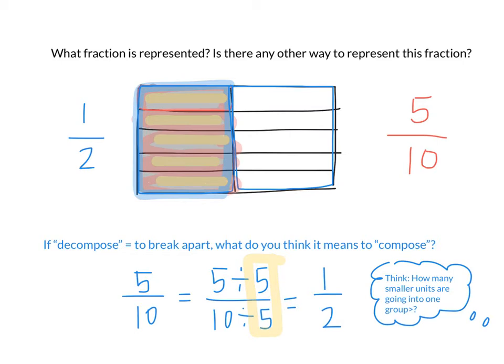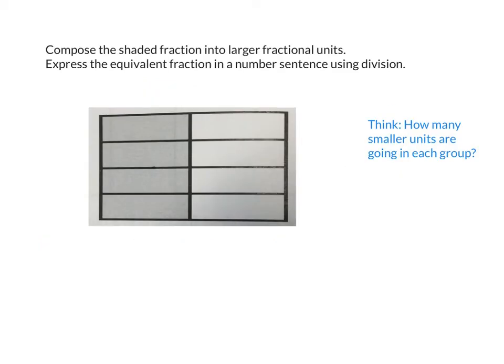Just like yesterday, we have to write all 3 parts of the equation. We have to say this is our original fraction that the picture was showing, 5 tenths. This is the division we're doing, dividing by 5/5, right? And which equals the equivalent fraction of 1/2. The directions tell us to compose the shaded fraction, so we want to put together smaller size units to compose them to make larger sized units, right?